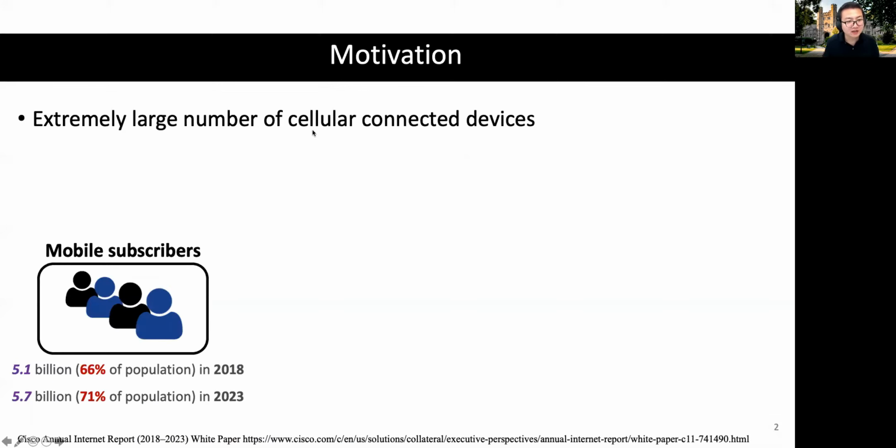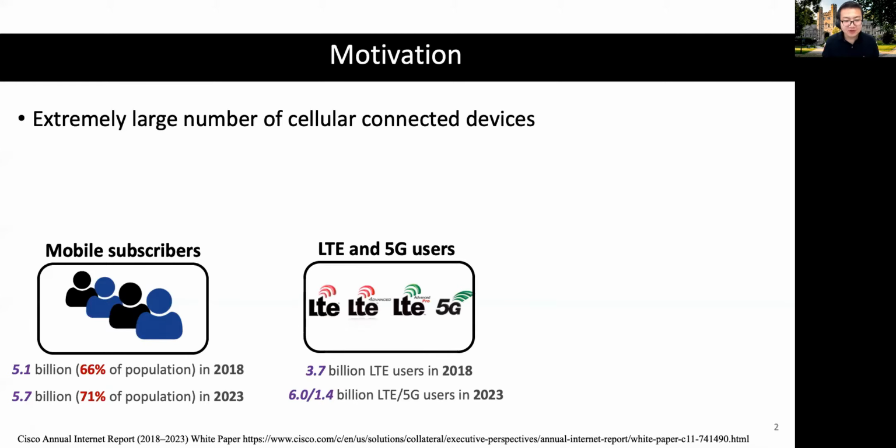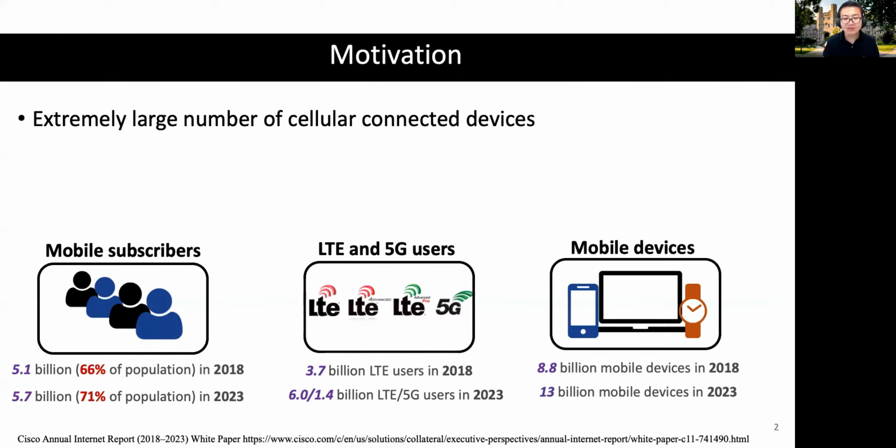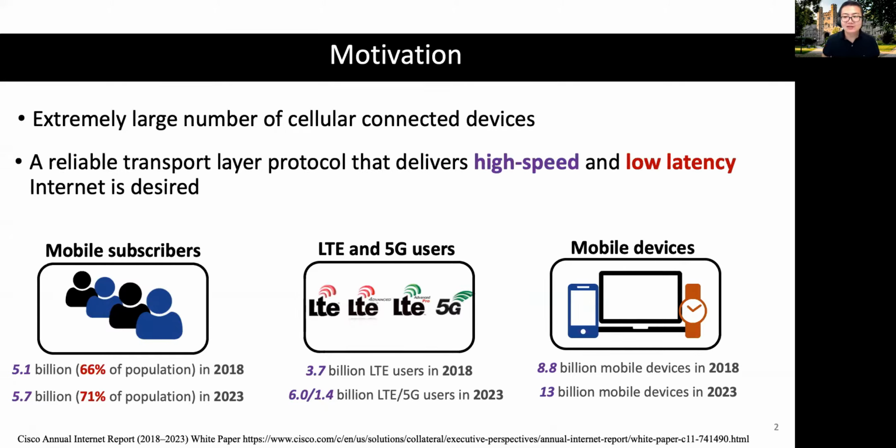We know that nowadays there are a large number of cellular connected devices. According to the SIGCOMM annual report, there are around 5 billion mobile subscribers in 2018, which covers around 66% of the global population. Among all the subscribers, 3.7 billion of them are LTE users. In total, we have 8 billion mobile devices in the world. Providing high-speed and low-latency internet for those mobile subscribers is highly desired, but also very challenging.